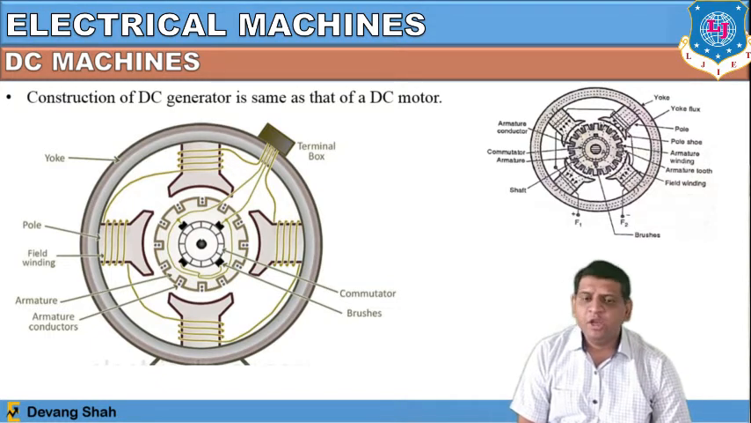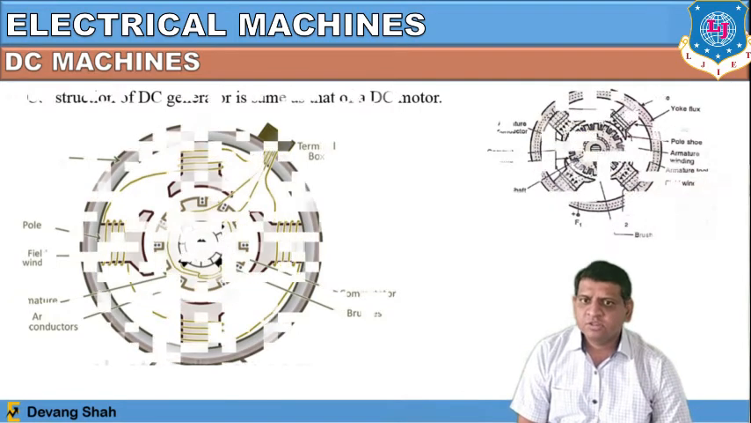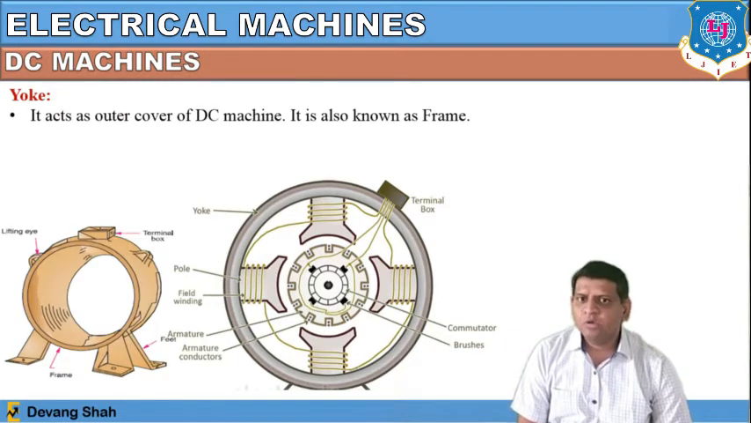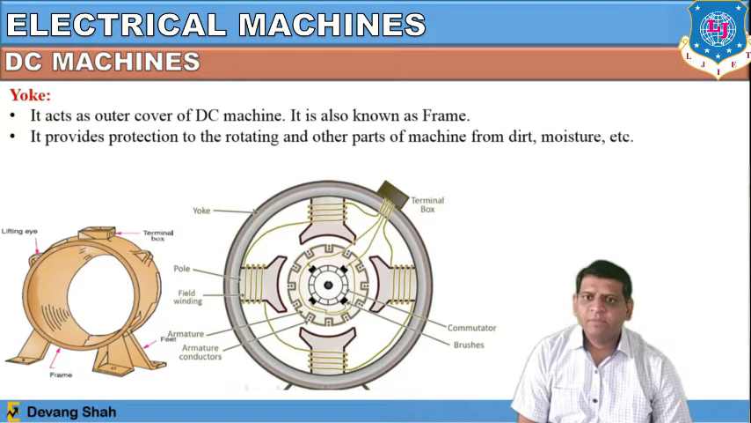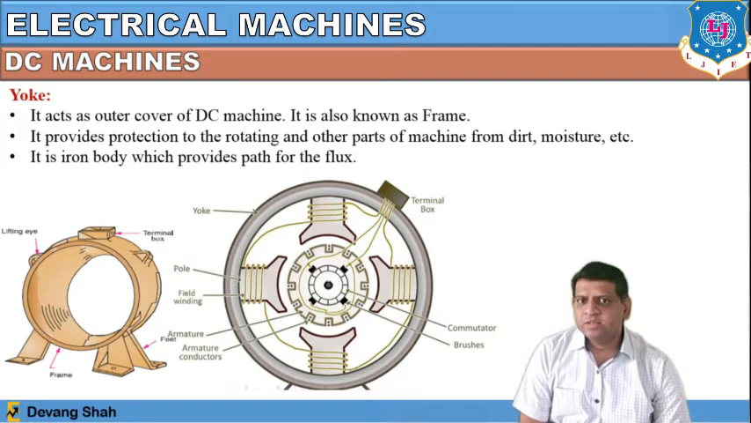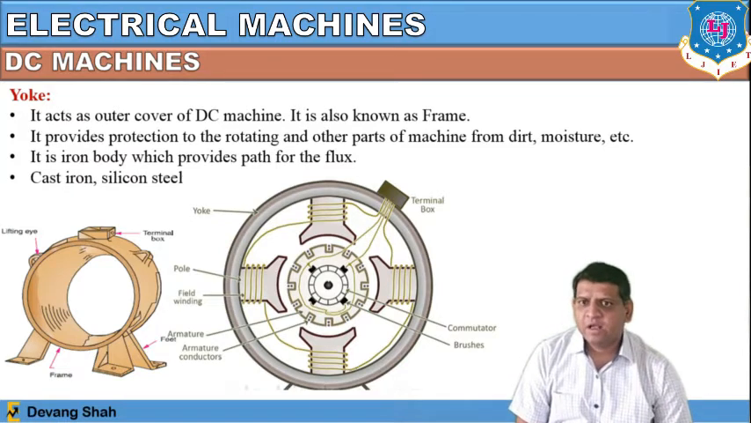Now we will discuss the individual parts of this construction. As the first part we define the yoke. So here the outer body of this DC machine we define as a yoke. It acts as an outer cover of the DC machine, and is also known as a frame. It provides protection to rotating and other parts of the machine from dirt, humidity, etc. of the environmental parameters. It is an iron body which provides a path for the flux, and it is made up of cast iron and silicon steel.